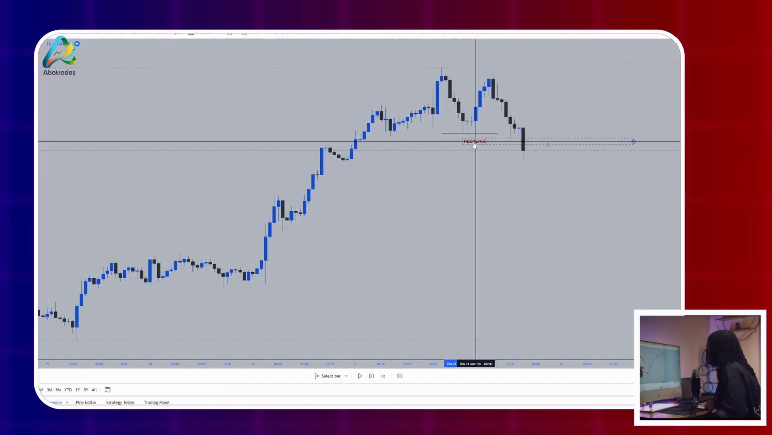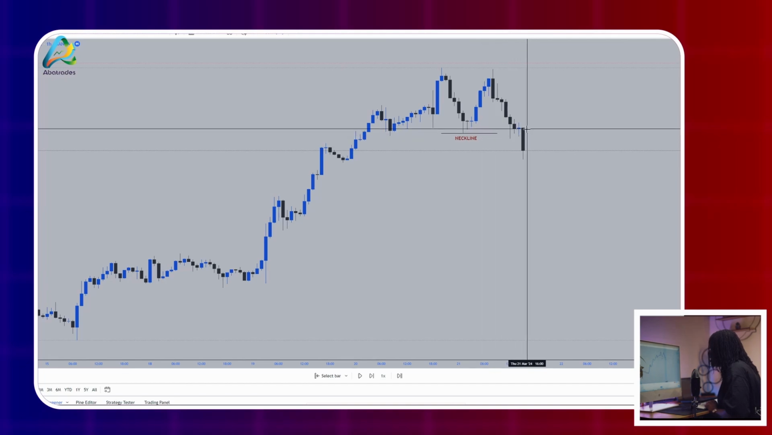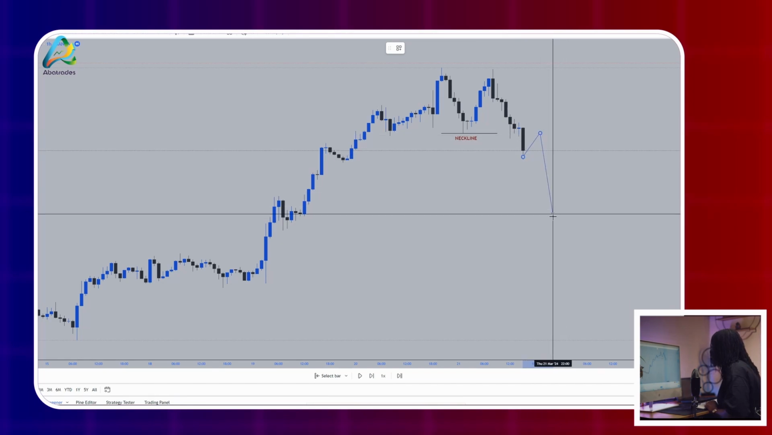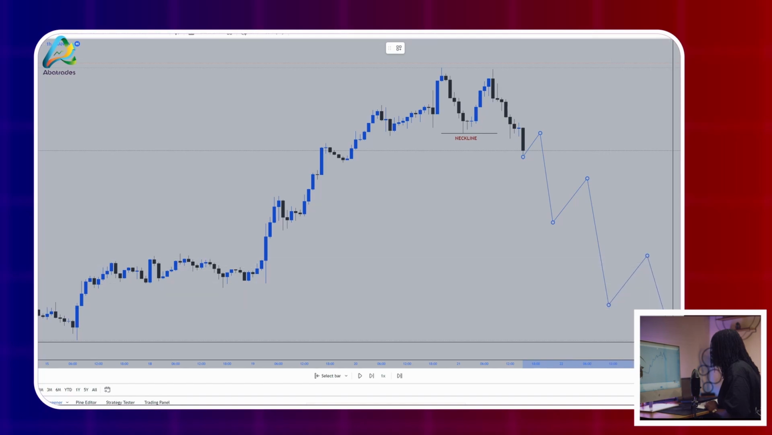And once this neckline is broken, like I mentioned, you don't enter once the market breaks or this candle closes below the neckline. What you need to do is wait for a retest into the zone here and then enter for a sell. Now what you notice is a series of lower highs and lower lows forming, and then the market continues to push down. I hope that makes sense.